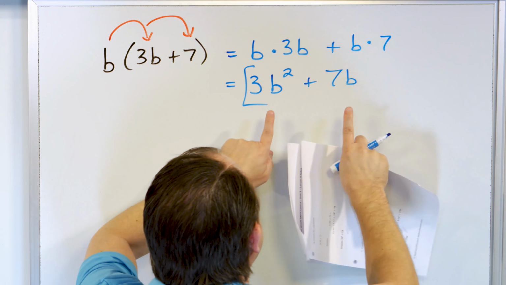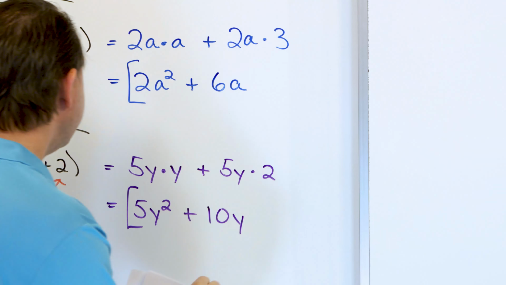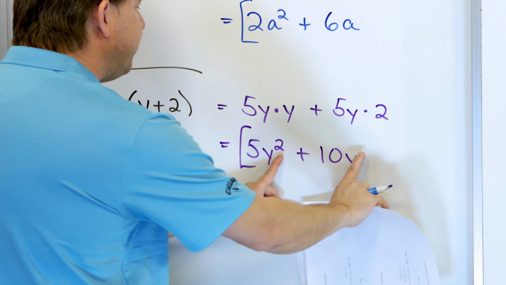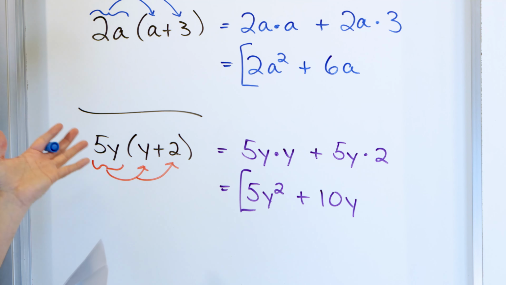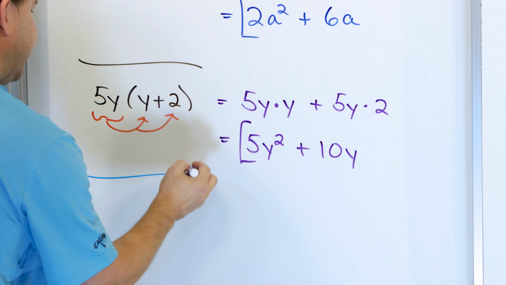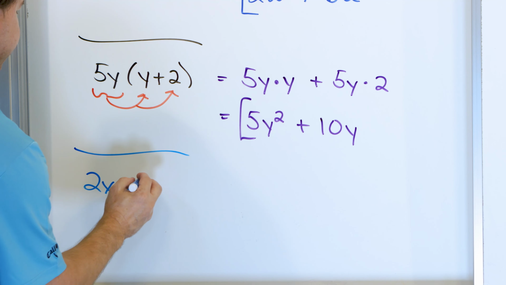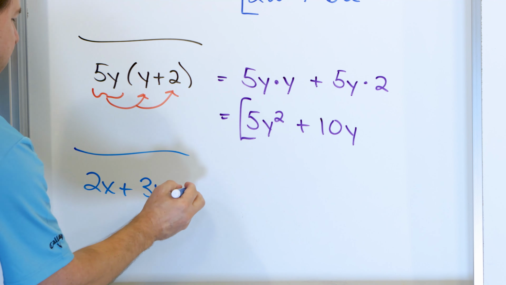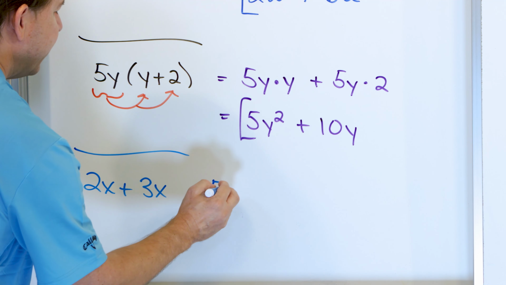For the terms to be the same, the variables must be the same, and also the exponents must be the same. Same problem here. The variables are the same, but the exponents are not the same, so I can't combine them. Same problem here. I can't combine them because the exponents are different. And so the only time you can combine things, as we kind of learned before, is if you have like 2x plus 3x. The variables are the same, the exponents are both 1, so it's like 2 fish plus 3 more fish, you can say you have 5 fish.